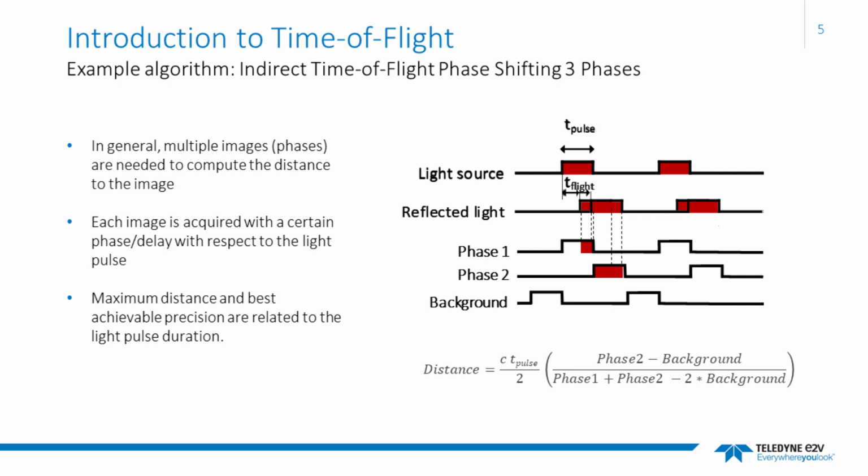However, you can notice that when the object is too far, and so there is nothing in phase 1, it is impossible to estimate the distance of the object. That is why the light pulse duration is linked with the maximum distance range which is achievable.